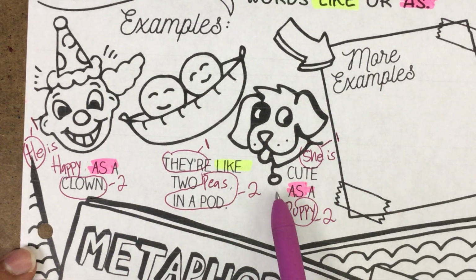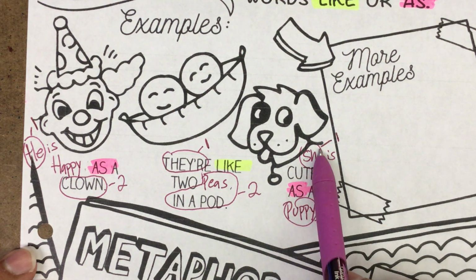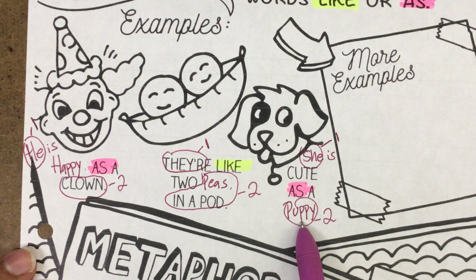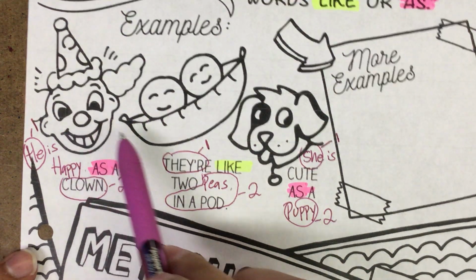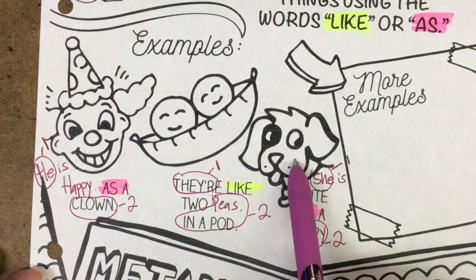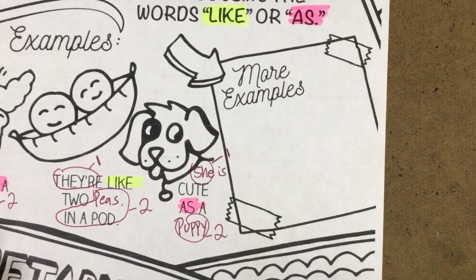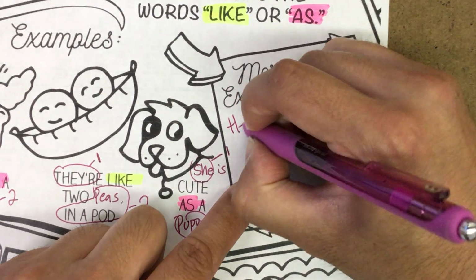She is cute as a puppy. The little girl is being compared to a puppy with the connecting clue word as. Here are your illustrations. Remember, illustrations are drawn by an artist. Now let's look at our other examples. So please write this with me.